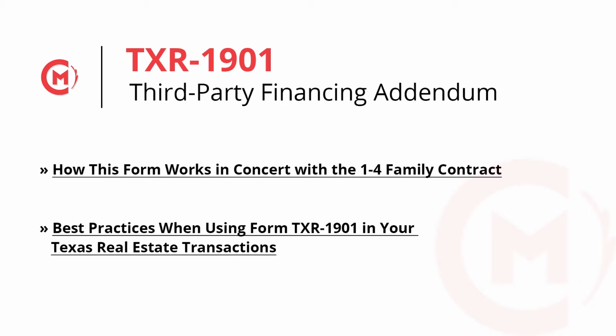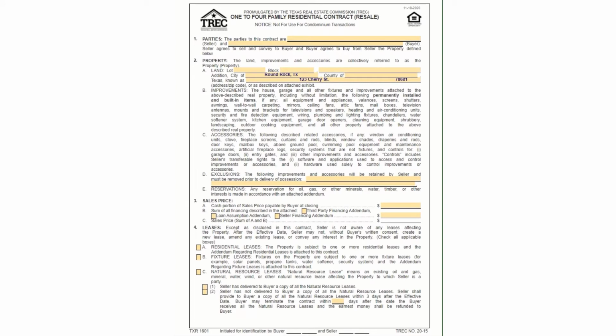We're going to be talking about the Third-Party Financing Addendum, Form TXR-1901. But before we get to that form, I want to take a look at the 1 to 4 family residential contract, specifically paragraph 3. We've covered this paragraph before in the 1 to 4 family walkthrough, which I encourage you to take a look at. We recently revised that so that we covered the newly revised contract. But we're going to go over it again here so that I can show you how the third-party financing addendum works in concert with the contract.